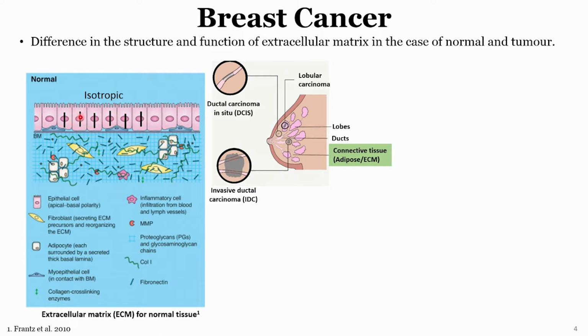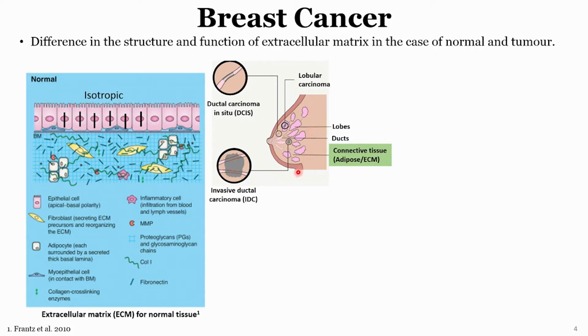As you can see over here, they are kind of pointed to a certain direction, and that is the case when it is normal. You see all the other collagen fibers, the adipose tissues, the fibroblasts, all of them placed inside this basal membrane, that is the brown color that you see over here.